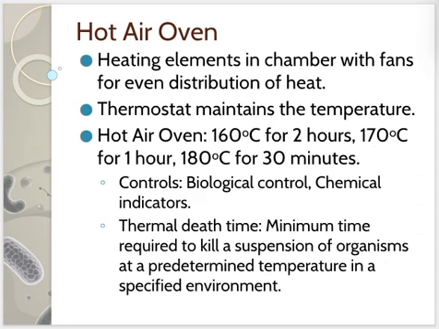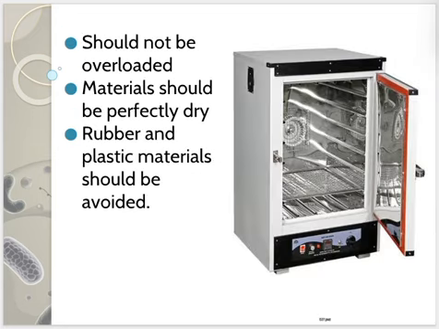Hot air ovens sterilize by circulating dry heat evenly inside a chamber. Fans help distribute the heat, and a thermostat keeps the temperature steady. Different temperature and time combinations are used, like 160 degrees Celsius for 2 hours or 180 degrees Celsius for 30 minutes. Controls include biological and chemical indicators to confirm sterilization. The key concept here is thermal death time, which is the minimum time needed to kill microbes at a set temperature.